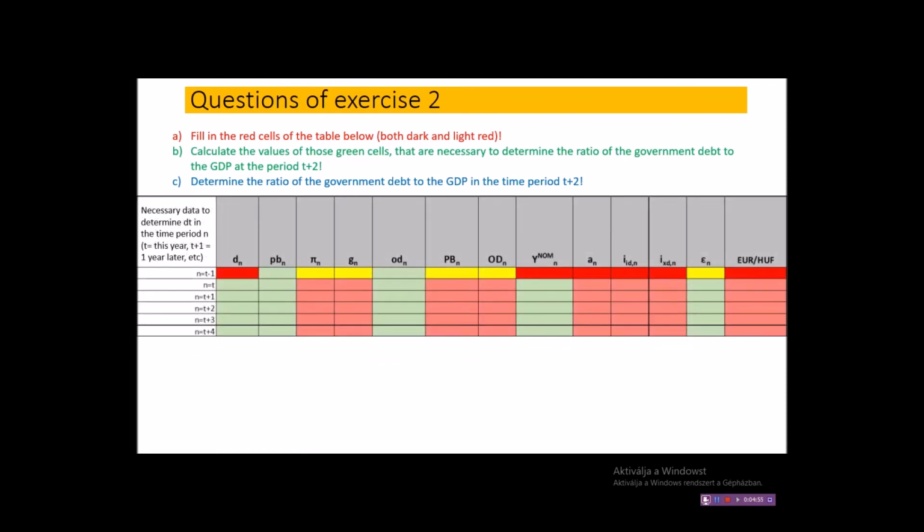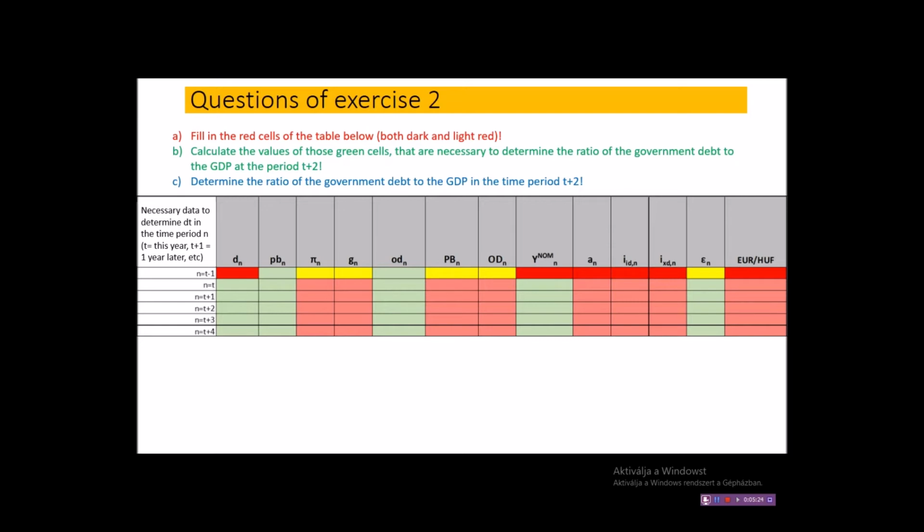And so here is the table that we have to fill in. Dark red refers to the data of last year, it's T-1, which we shall fill in according to the exercise text. Yellow cells also refer to the last year. However, these indicators have no future influence regarding the dynamics of the government debt, so they do not have a significant role, and therefore we can also leave them out.